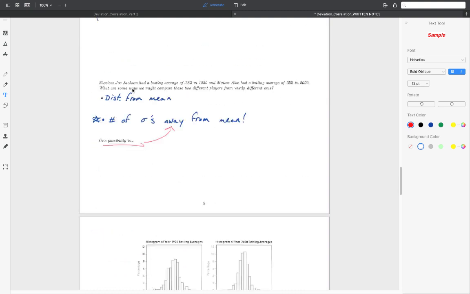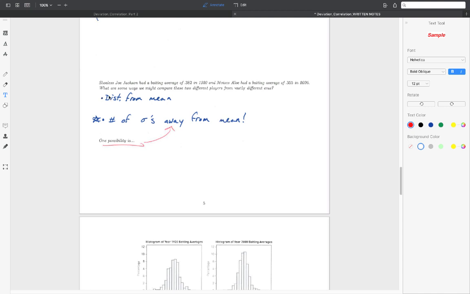Well, here's my task for you. And this is why the z-score is so useful and important. Shoeless Joe Jackson batted .382 in 1920. And Moises Alou had a batting average of .355 in 2000. So we might want to know what are some ways we could compare these two players from very different eras.